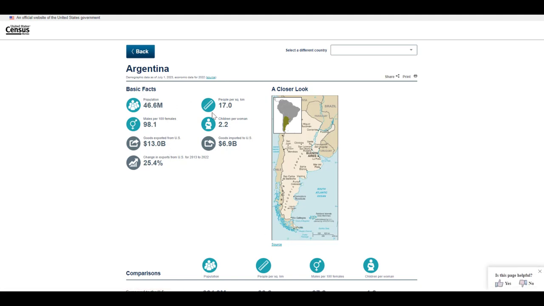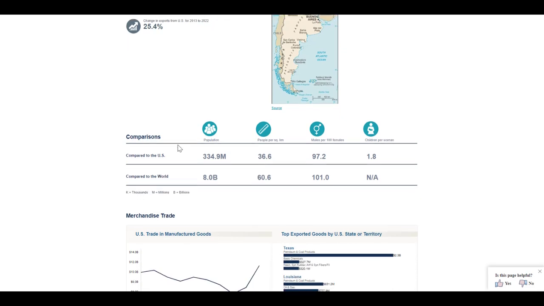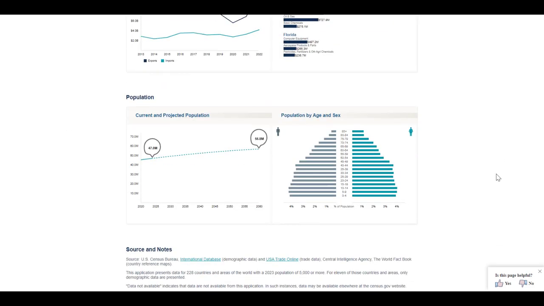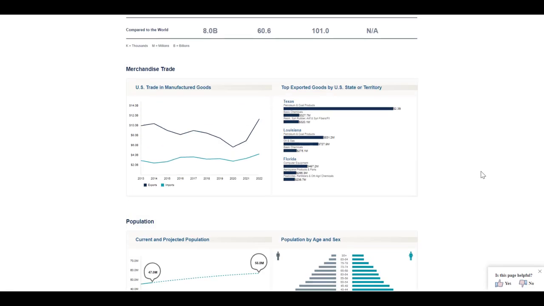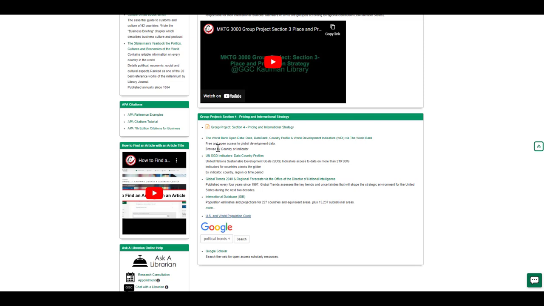This is my population, people per square foot, males per females, children per woman, goods exported from U.S., goods imported to U.S., change in exports from 2013 to 2022 is 25%, which is high up. Comparisons to the U.S. and comparisons to the world. So I can just go through here and grab some information. Okay, so I like that. I like that a lot of these sites are from the US.gov.